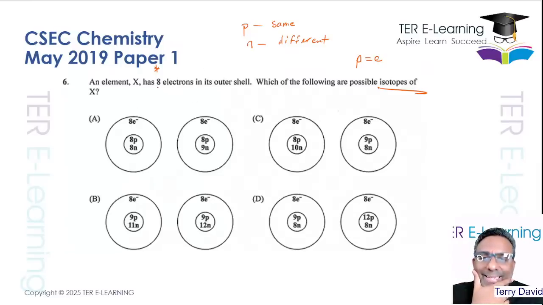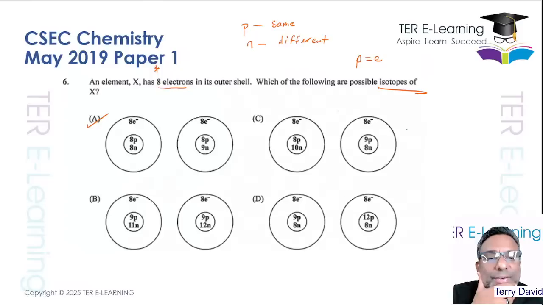Because if you have 8 electrons in your outer shell, now we don't know how many shells we have. There has to be electrons in the first shell. So technically it should be 10. So I see an issue with this question. But the only answer that makes sense here is actually going to be A. Let's double check the others.